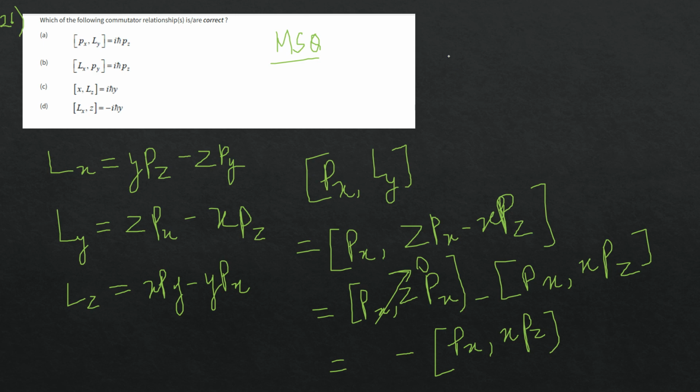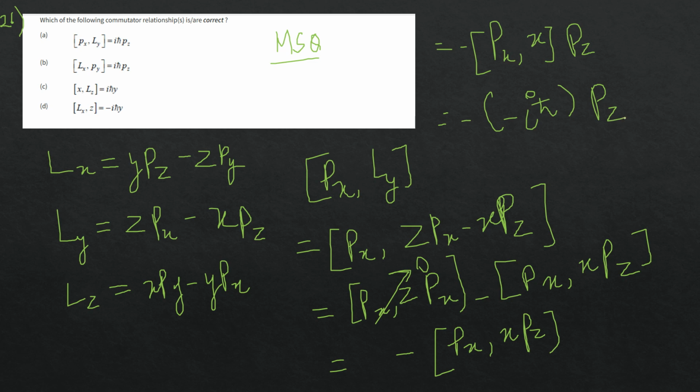Now see how to do this one. I will take pz out. So this will become minus [px, x] pz. So [px, x] is what? Minus iħ. So this one will become iħ pz. Right? So option A is correct. Similarly, we'll do option B also.